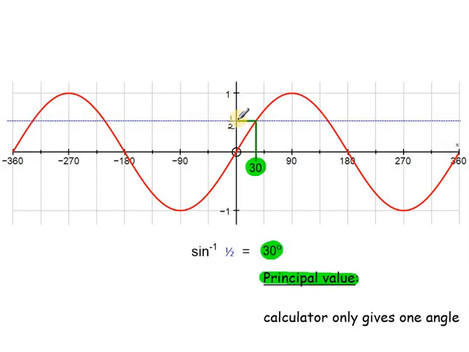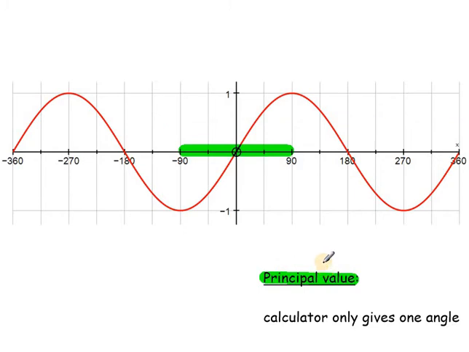The first one is directly from your calculator. Sine inverse of this ratio gives us 30 degrees. This is called the principal value. And the calculator will give you a principal value for sine in this interval, from minus 90 to 90 degrees.